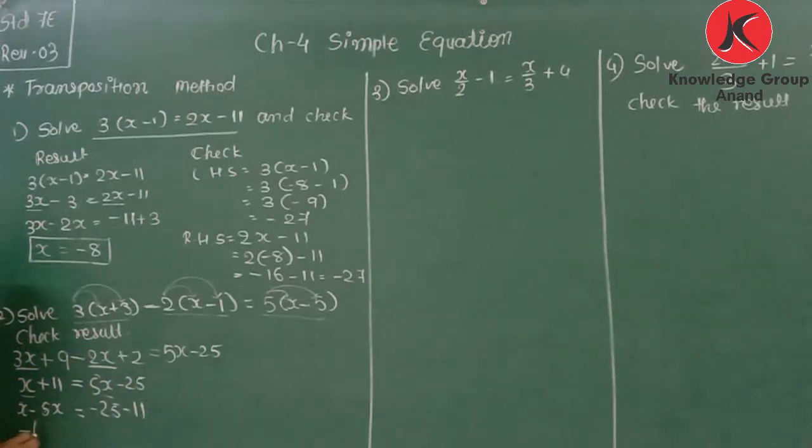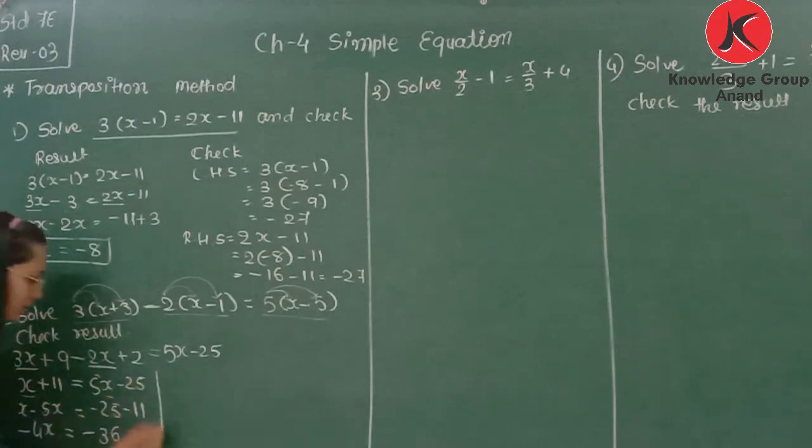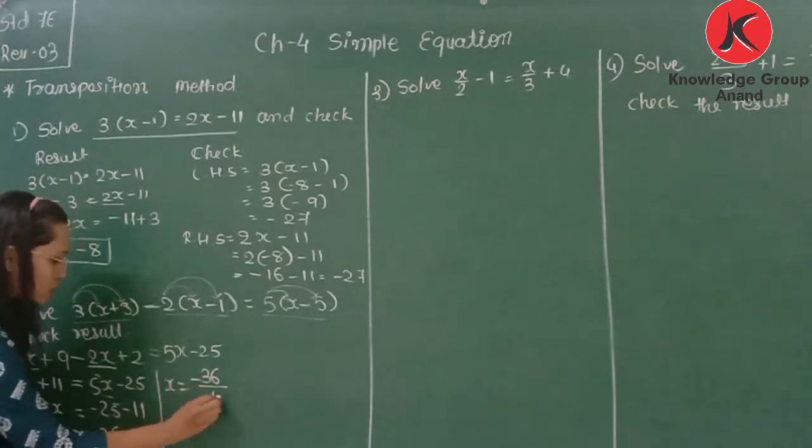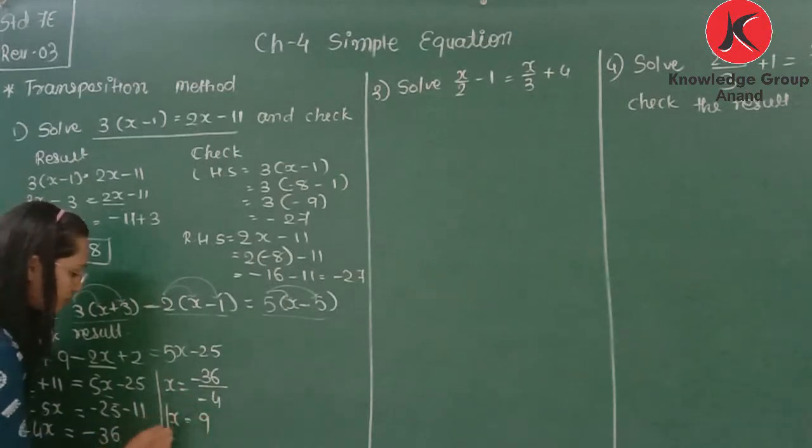Now this will give minus 4x because this is 1 and this is minus 5. So when we subtract 1 minus 5, that is minus 4. We have here minus 36. Now we want to find x, so take minus 4 in the denominator. So we will get x is equal to minus 36 by minus 4. So x is equal to 9.